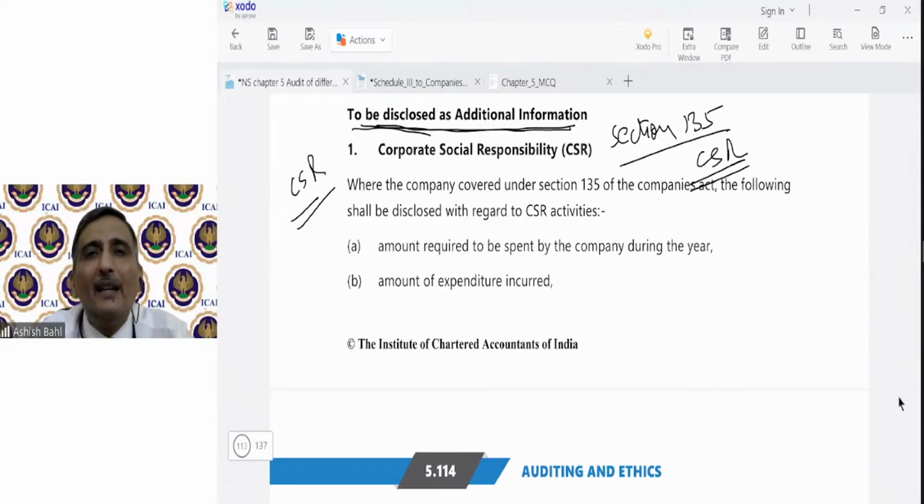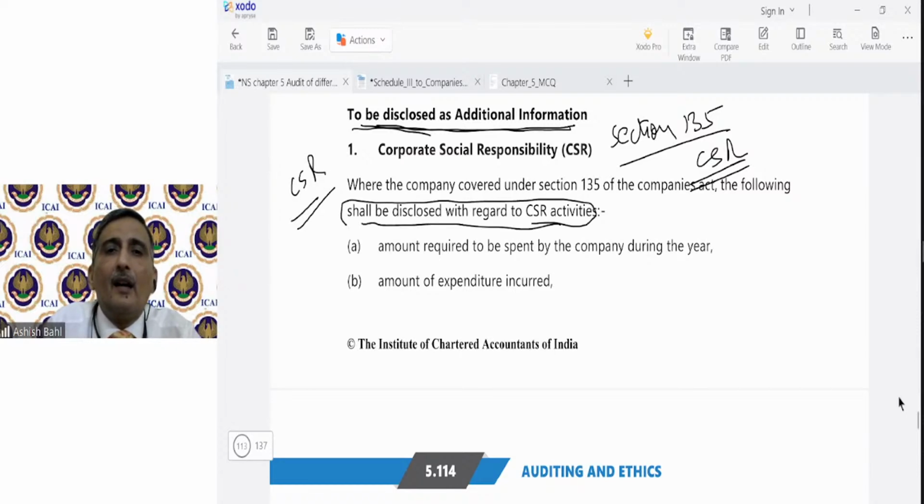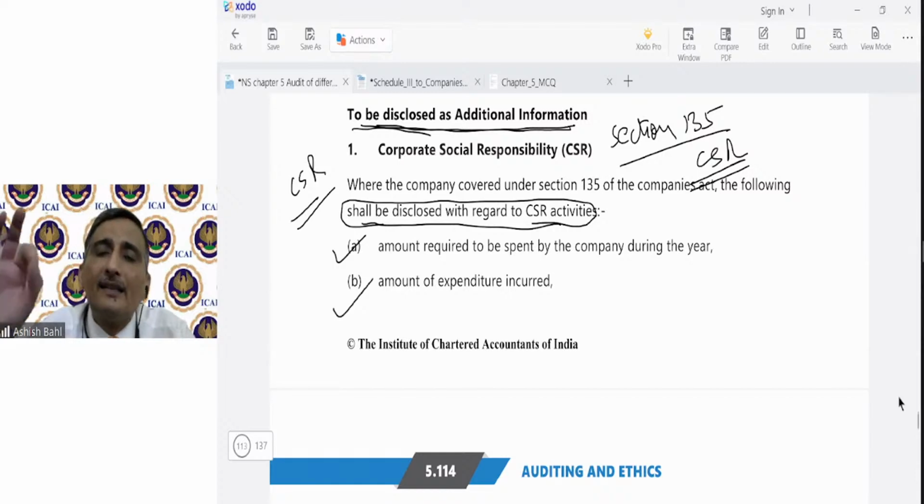More about this, the nitty-gritty of all this, you would be reading in your company law classes. So far as the disclosure requirement in Schedule 3 is concerned, the company has to simply state in its financial statements, if it has carried out CSR activities, what was the required amount to be spent under the CSR head and what amount has actually been spent. What was required by law and what has actually been spent.